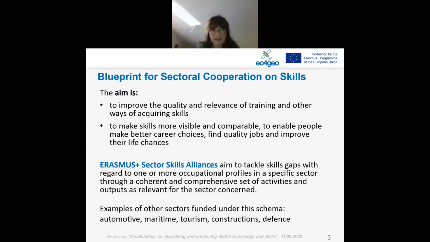So exactly, Sector Skills Alliances, it's EO4GEO, aim to tackle the skills gaps with regard to one or more occupational profiles. So this is done, in our case, in the specific sector of space geospatial, and through a coherent and comprehensive set of activities that we will see later on, which are relevant, of course, for the sector concerned. Important to mention is that other sectors have been funded under this schema, and with many of them we are trying to put in place a collaboration.